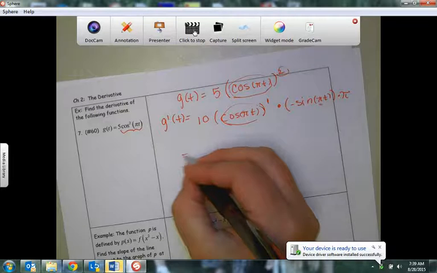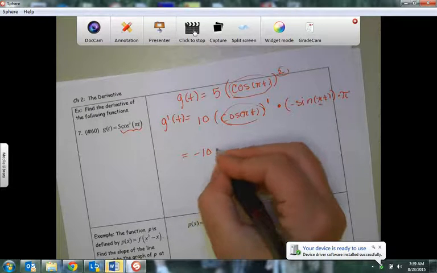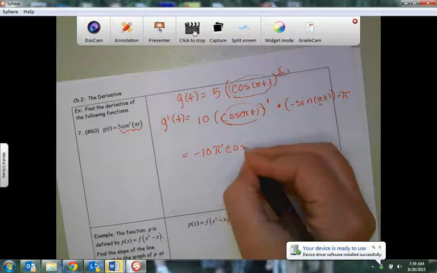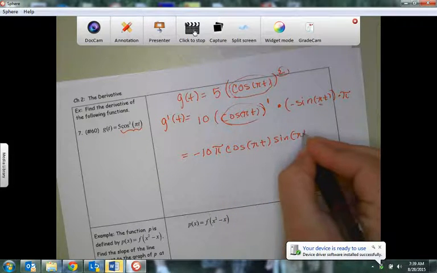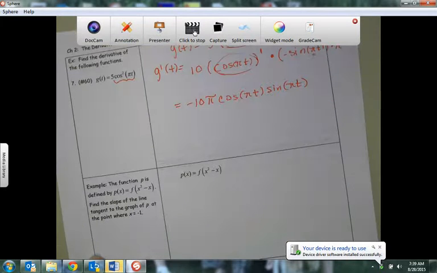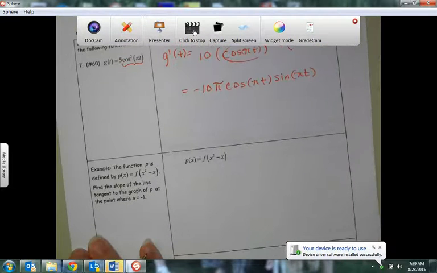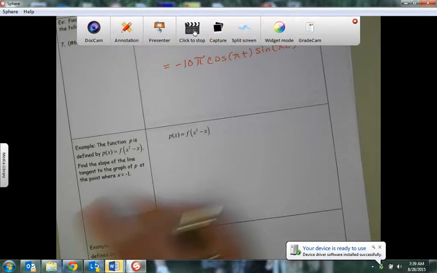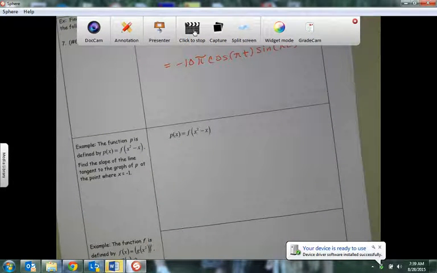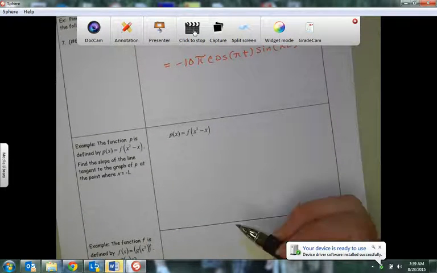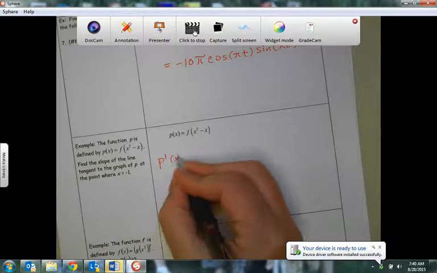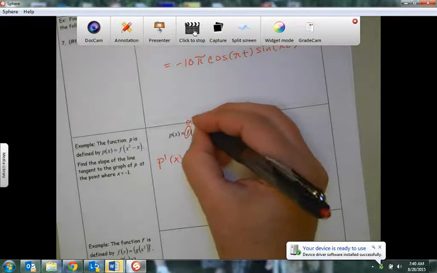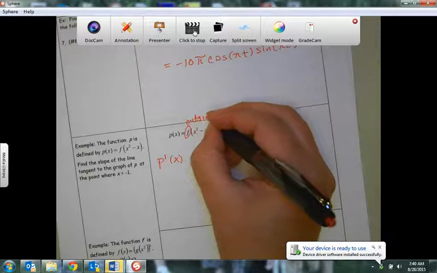So that's going to equal negative 10 pi cosine of pi t sine of pi t. So if we're just thinking about the chain rule in general with the function, then we can do this by just using f prime notation. So here, if I wanted p prime of x, this is my outside, this is my inside.